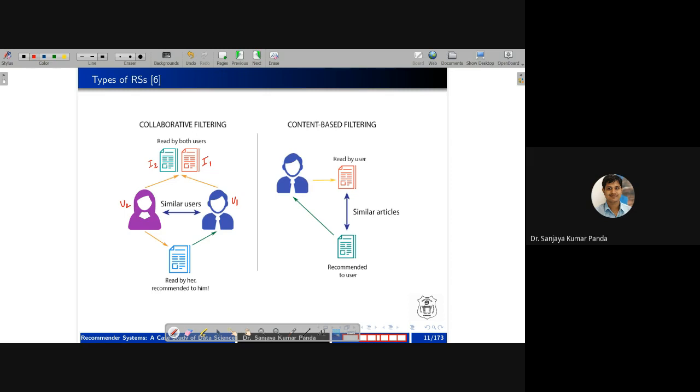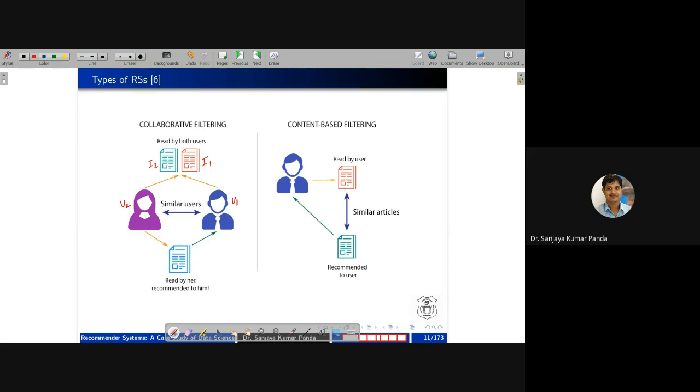Like you are interested in this FDP, your friend is also interested in this FDP, then you can say the choice of both of you is the same. Maybe you belong to the same department, maybe you are working in the same research area, or maybe you are interested to know the same research area, so they are related to each other.